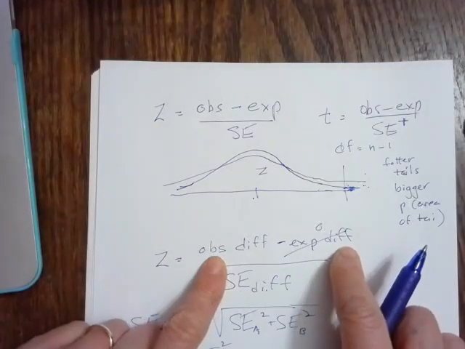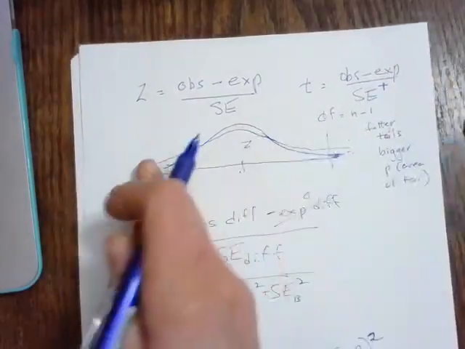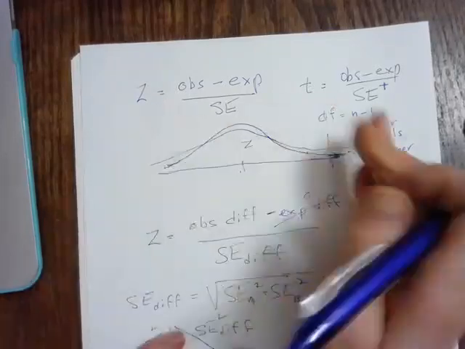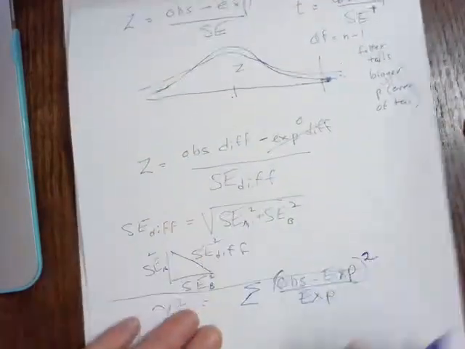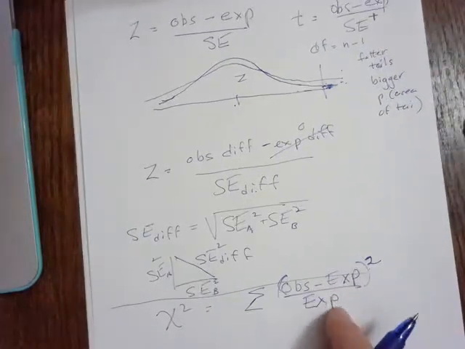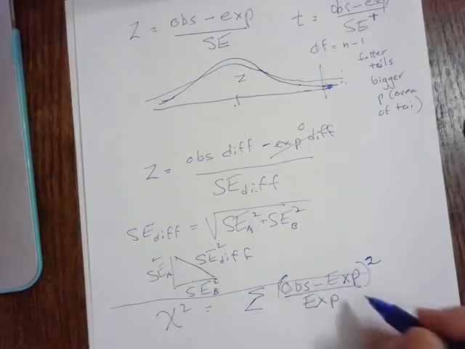The z and the t can be either positive or negative, depending on if it's this direction or that direction. Right? The p-value can be on this side or that side. But this, chi-squared, is always positive. It's squared, and it's because you're combining a bunch of differences, multiple categories. Okay, so that's the deal there.